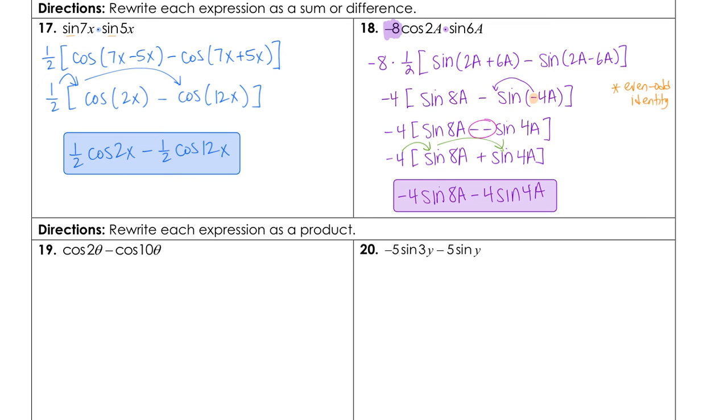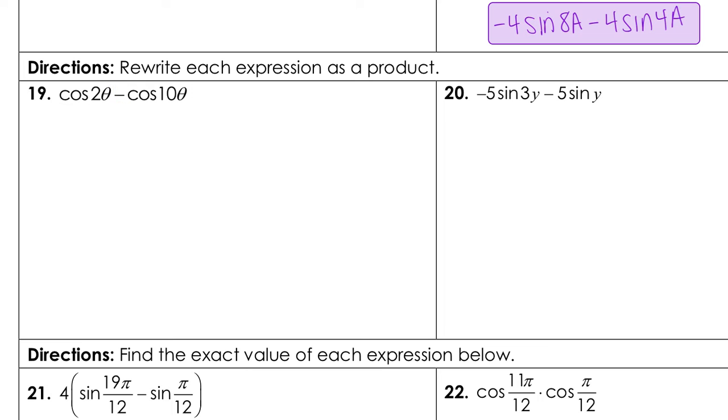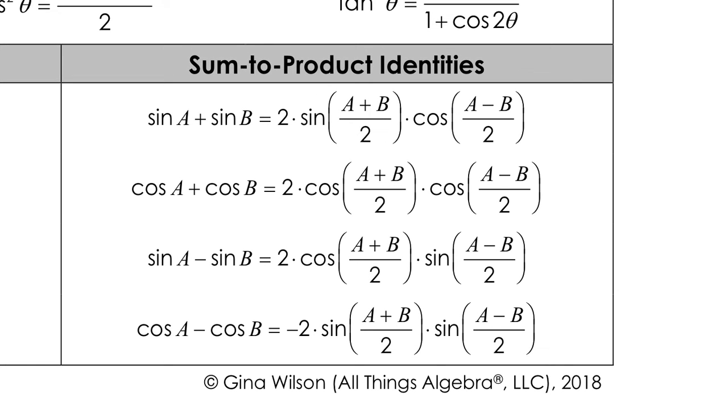Okay, for the next one, it says to rewrite each expression as a product. So right now it has a minus sign and a minus sign. We want to write it to where it's multiplication. So a sum to product. This is cosine minus cosine. Let's look at our identities. Okay, so sum to product. Cosine minus cosine is this last one. So this is the only one that starts with -2, and then sine of a plus b over 2, and then sine of a minus b over 2.